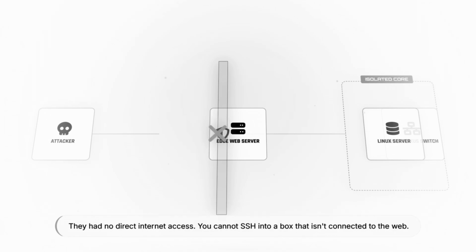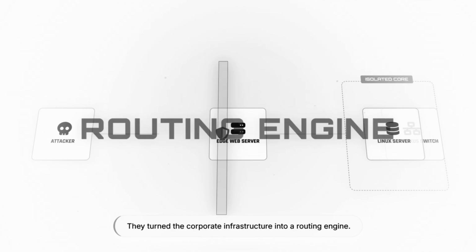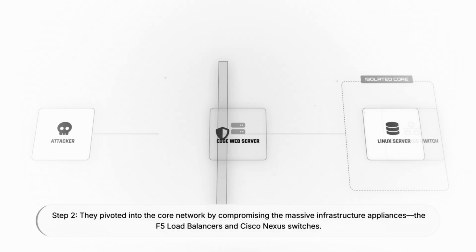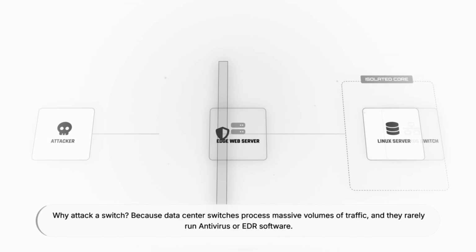Step 1, they compromised a standard internet-facing web server at the edge of the network. Step 2, they pivoted into the core network by compromising the massive infrastructure appliances, the F5 load balancers and Cisco Nexus switches. Why attack a switch? Because the data center switches process massive volumes of traffic and they rarely run antivirus or EDR software. The attackers exploited vulnerabilities to gain underlying Linux operating system access on the Cisco switches themselves.